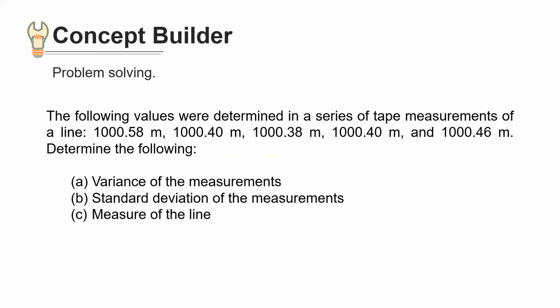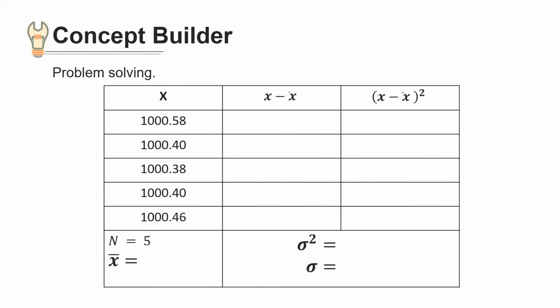1000.58, 1000.40, 1000.38, 1000.40, and 1000.46 meters. Determine the following: A, variance of the measurements; B, standard deviation; and C, the measure of the line. Let's also include the mean of your data set. So let's answer this problem.